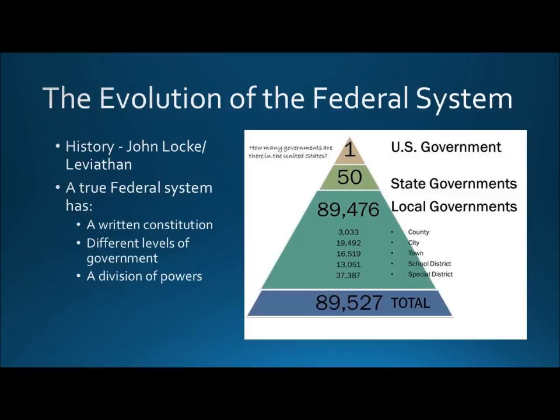In the U.S., there are over 89,000 different governments, including one federal government, 50 state governments, and 89,000 local governments. And local governments include county governments, city governments, town governments, special school district governments, and other special districts.